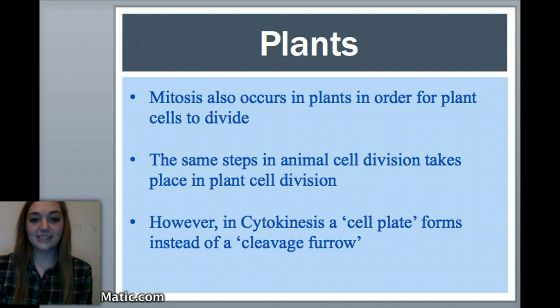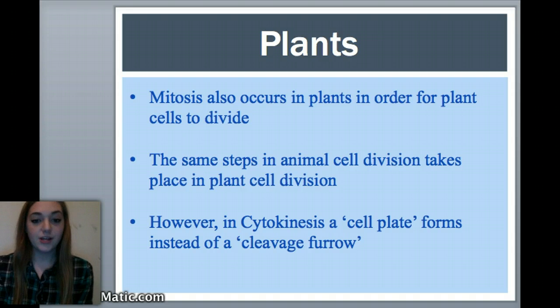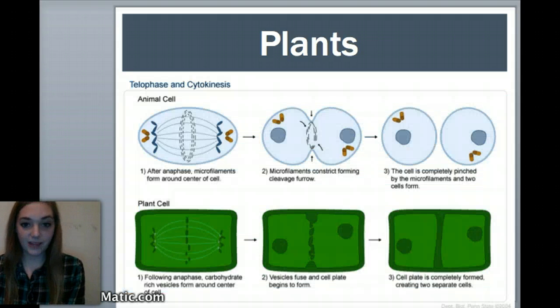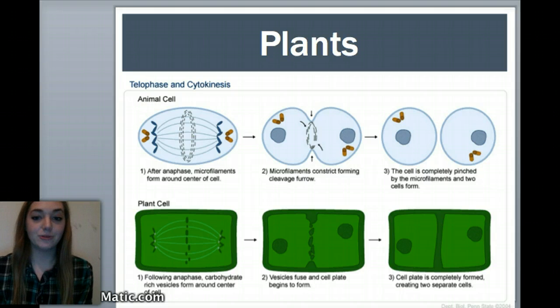And then mitosis also occurs in plants in order for plant cells to divide, similar to animal cells. And the same steps in animal cell division take place in plant cell division. However, in cytokinesis, a cell plate forms instead of a cleavage furrow. So it's going to look a little different than animal cells. And this is an example, because plant cells are square where animal cells are circular, and as you can see, the little cell plate formed and there's two new squares, which is two new cells.